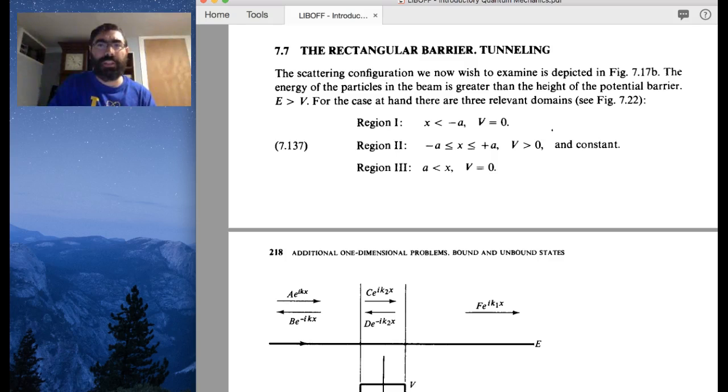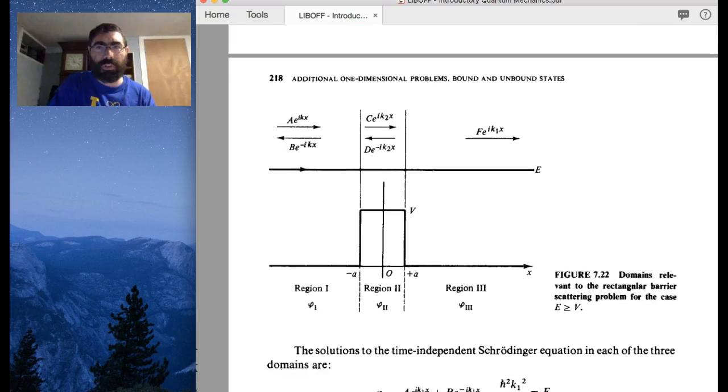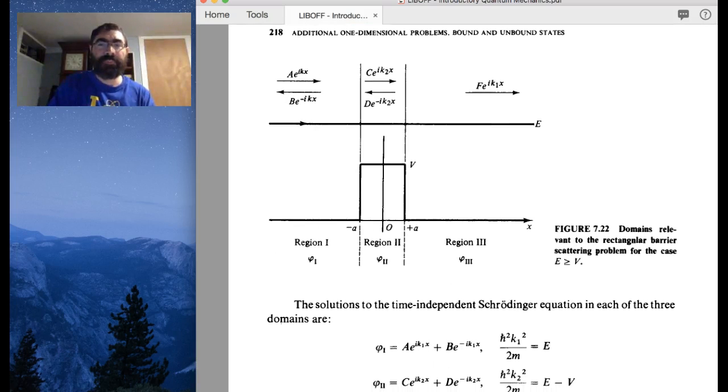So he sets up the regions of interest. The width of the barrier goes from minus a to a, and that barrier has a potential of V, whereas to the left, in region 1, to the left of the barrier, the potential is 0. In region 3, the potential is also 0. On the next page he has a schematic of it, where we've gone through some of these problems in class.